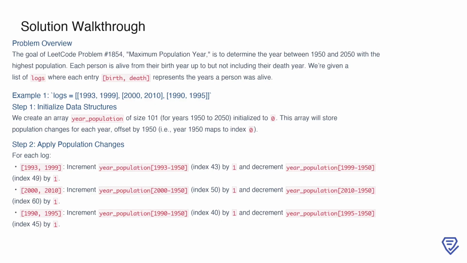1993-1999, we increment the population at the index corresponding to 1993, which is 1993 minus 1950 equals 43, and decrement the population at the index corresponding to 1999, index 49. Similarly, for 2000-2010, we increment the population at index 50 and decrement at index 60. Finally, for 1990-1995, we increment at index 40 and decrement at index 45.